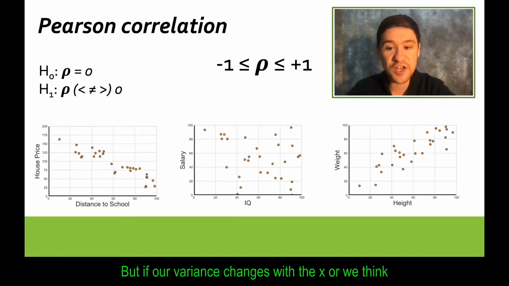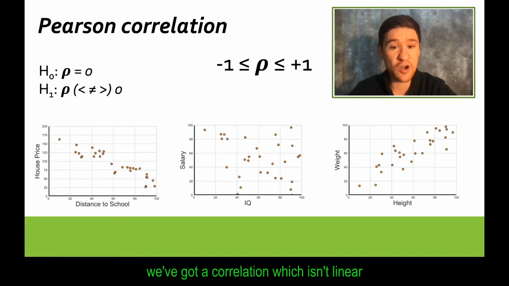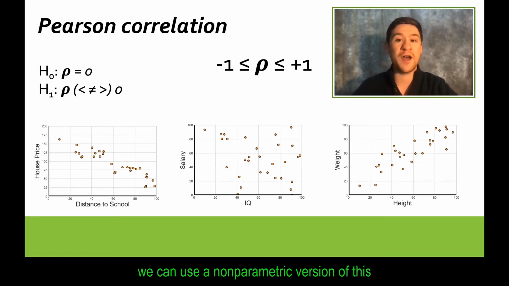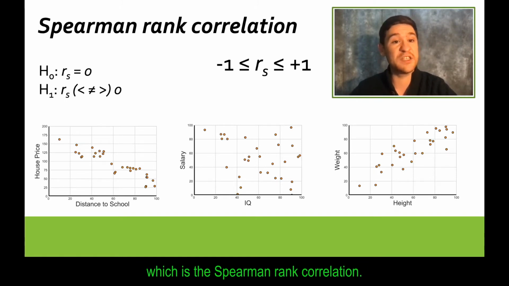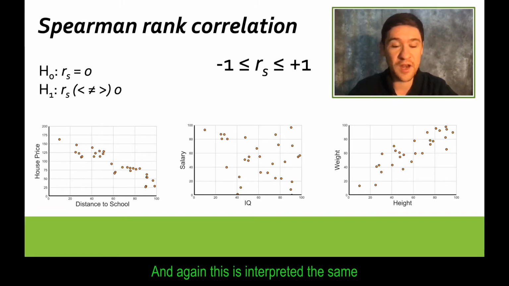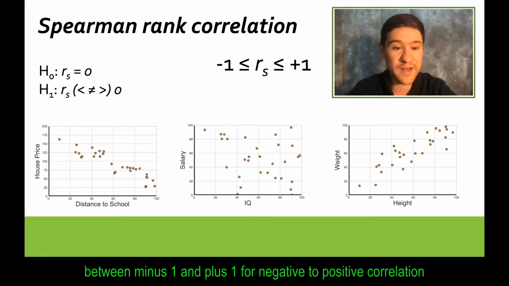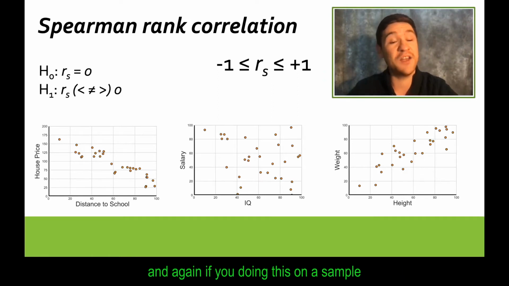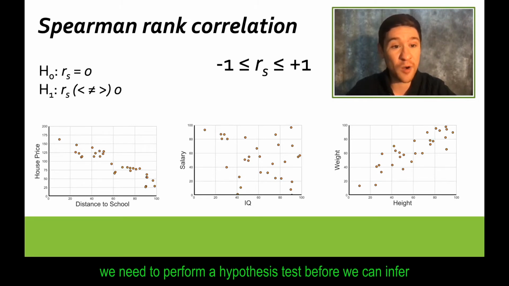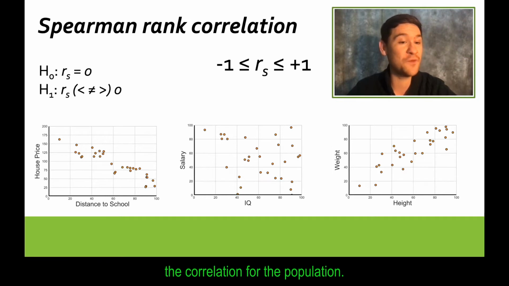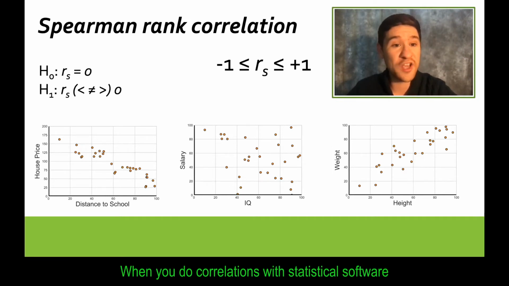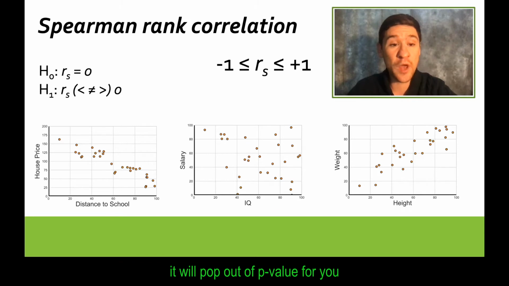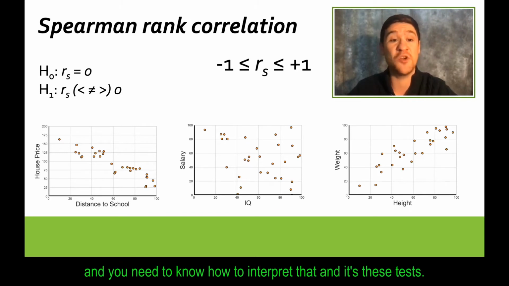But if our variance changes with the x, or we think we've got a correlation which isn't linear, we can use a non-parametric version of this, which is the Spearman rank correlation. And again, this is interpreted the same between -1 and +1 for negative to positive correlation. And again, if we're doing this on a sample, we need to perform a hypothesis test before we can infer the correlation for the population. When you do correlations with statistical software, it will pop out a p-value for you, and you need to know how to interpret that, and it's these tests.